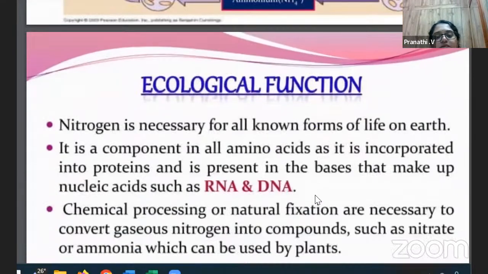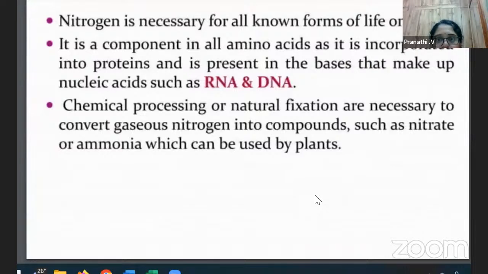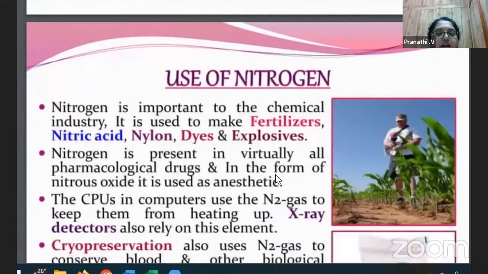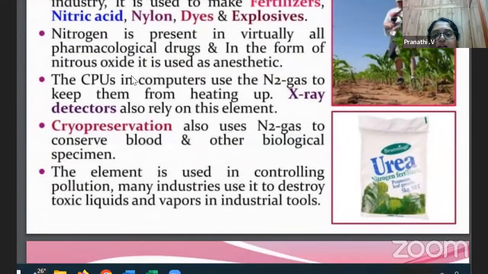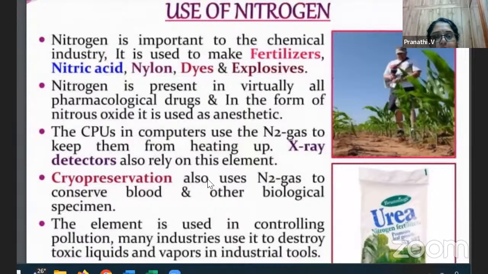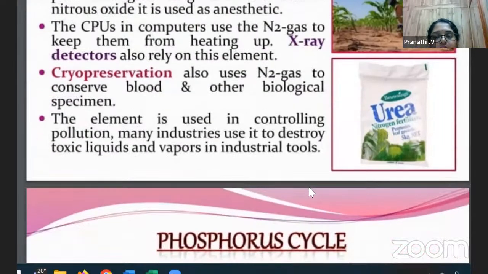Now, ecological function is nitrogen is necessary for all the life forms known on the earth and is a component of both RNA, DNA, amino acids, chlorophyll. So it is necessary to convert the gaseous nitrogen into compounds such as nitrates and ammonia. Again, uses of nitrogen, you can just see nitric acid, nylon, dyes, and explosives. And it is also used in CPUs. And you have the use of nitrogen in X-ray detectors and in cryopreservation.